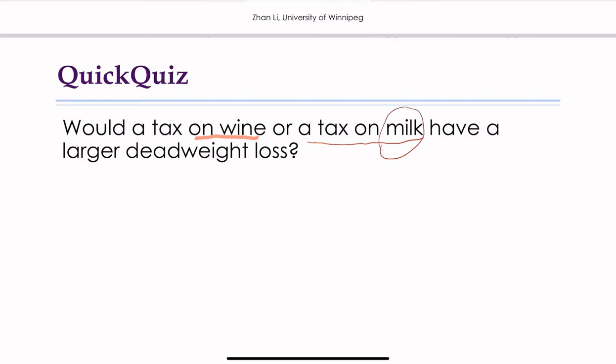Think about this. Milk is really like a necessity, right? So basically, you will consume your milk like every day. And even if the price increases, you will still have to drink milk. So basically, you can see here, we could consider milk has smaller elasticity compared with wine. Now, this implies if there is a tax, then the deadweight loss on wine should be larger because wine has larger elasticity in its demand curve.